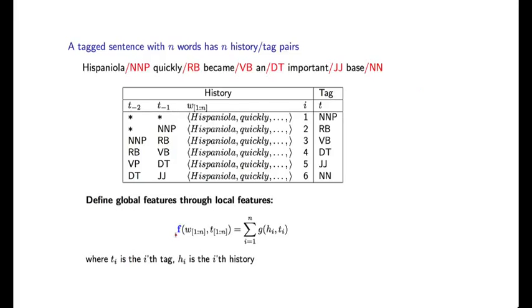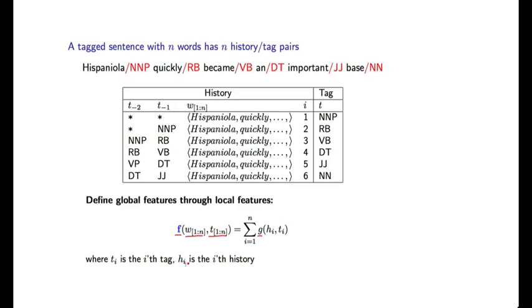So we're now going to see how to construct a global feature vector f, which maps an entire sentence paired with an entire tag sequence to a vector through these local feature vectors g. And the way we do it is simply to sum up these local feature vectors at the different positions in the sentence. So here I have a sum over i equals 1 to n. n is the length of the input sentence and the length of the tag sequence.